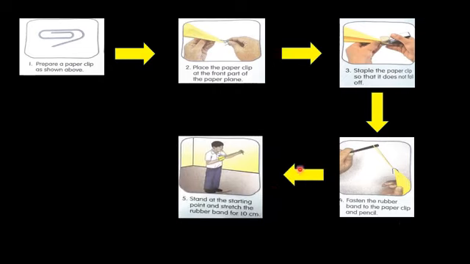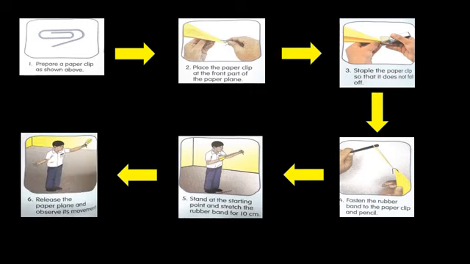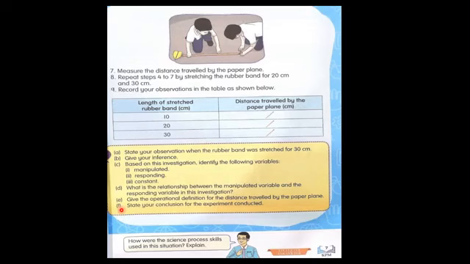Next, stand at the starting point and stretch the rubber band for 10 cm. You can get help from another person to measure the 10 cm distance from the hand to the pencil, and release the paper plane and observe its movements. Next, measure the distance traveled by the paper plane from the starting point. You have to measure from the starting point to the place where the paper plane has landed.